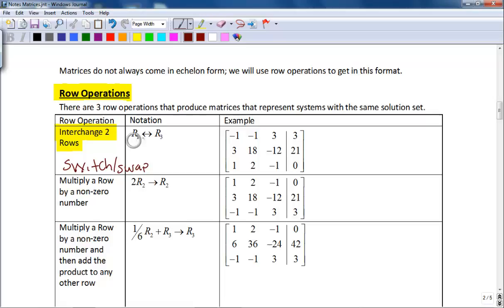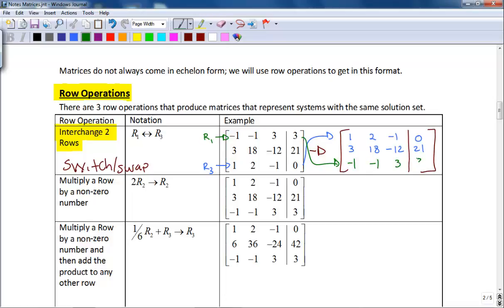So for example, if I write this R1 and R3 and then the arrows pointing towards each other, this is telling me to switch rows 1 and 3. So if this is my augmented matrix, if I were switching row 1 and 3, well, since this is my row 3, it becomes my new row 1, and I write 1, 2, -1, 0. Row 2 stays the same because I didn't say I was going to do anything to row 2 when I did this row operation. And then this row 1 of my initial augmented matrix becomes my new third row. So I get -1, -1, 3, and 3 for my third row.